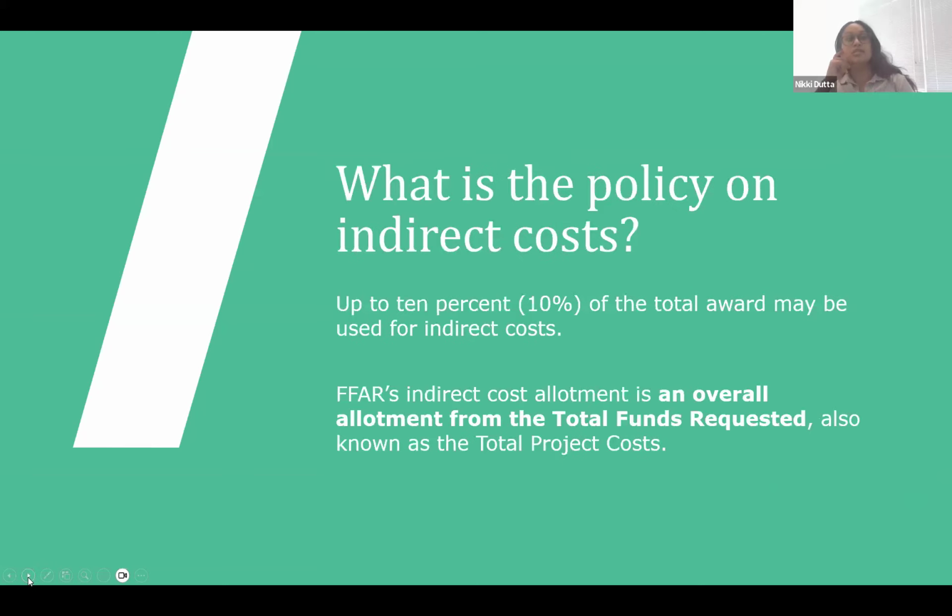What is the policy of indirect costs? Up to 10% of the total project funds award may be used for indirect costs. FAR's indirect cost allotment is an overall allotment from the total funds requested, known as the total project costs. Once again, referencing our grant-related open office hours, if you have any specific budget questions, our team is ready to assist.